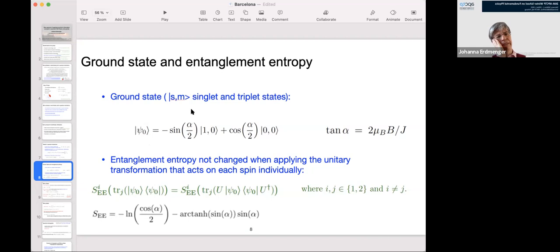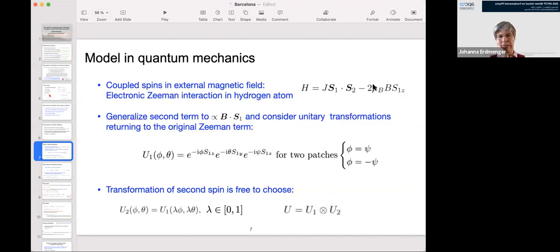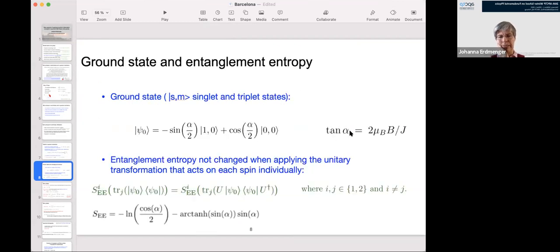But then it can be shown that the ground state takes this particular form, okay? And so there's a parameter alpha here, which is related to the Bohr magneton, the mod of the magnetic field that we apply, and the coupling. So let me just go back to the previous slide. So we have the Bohr magneton, the mod of the magnetic field, and here's the coupling constant. Okay, and these three things together enter this parameter alpha, which appears here. Okay, and then it can be shown that this is the ground state of the Hamiltonian that I just introduced.